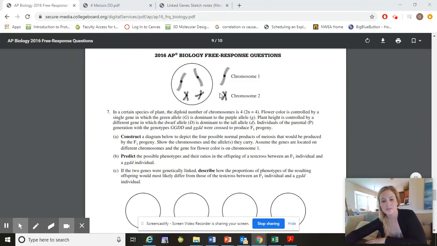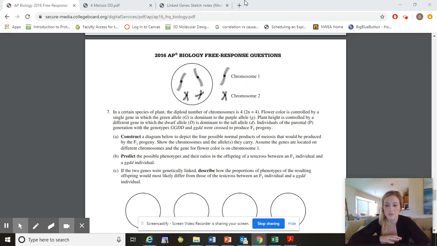Hey guys, so I just want to make a quick video reviewing this FRQ. This FRQ is Unit 5, so it's meiosis and genetics. If we look at it, we can read the prompt real quick.